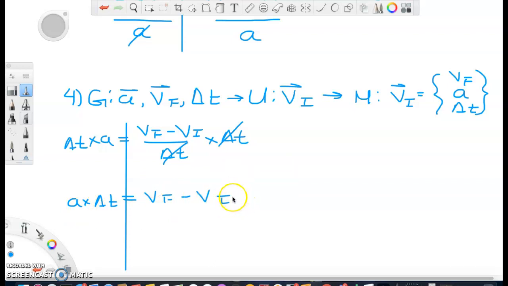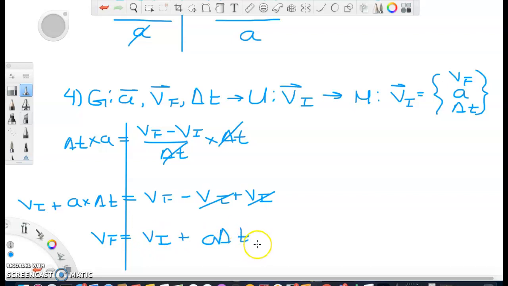So the first thing I'm going to want to do, as I mentioned earlier, is add this v initial to the right side of the equation and add v initial to the left side of the equation. So it's v initial plus a delta t is equal to v final. We know that negative v initial plus v initial go away and this becomes 0. So you're left with this equation that v final is equal to v initial plus a delta t.